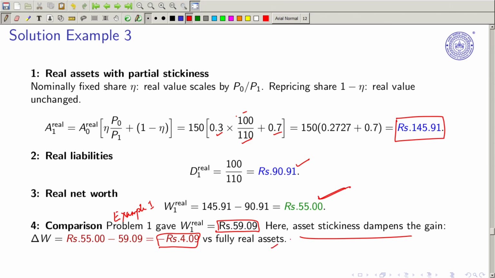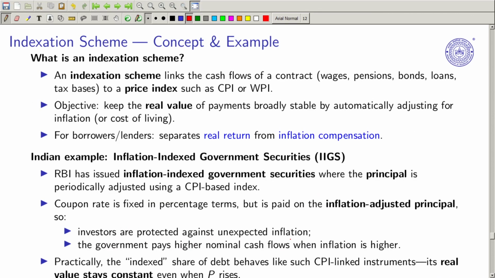Now another topic that we want to touch upon. So here in this case we are seeing that stickiness does not allow you to pass on the benefits. So your real net worth will not have that much improvement. It will come down again. So this is coming down by 4.09. Now we are going to see how we can see the pass on benefit in a much simpler way.